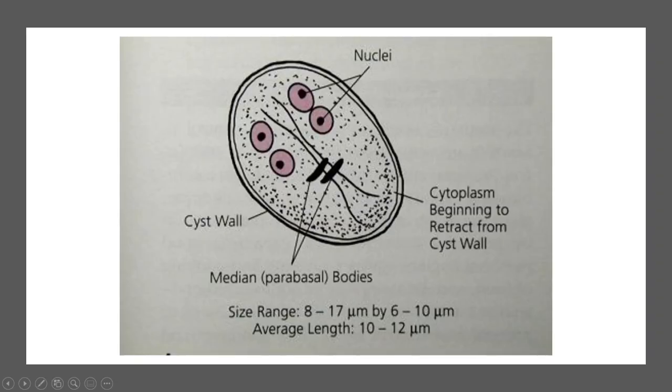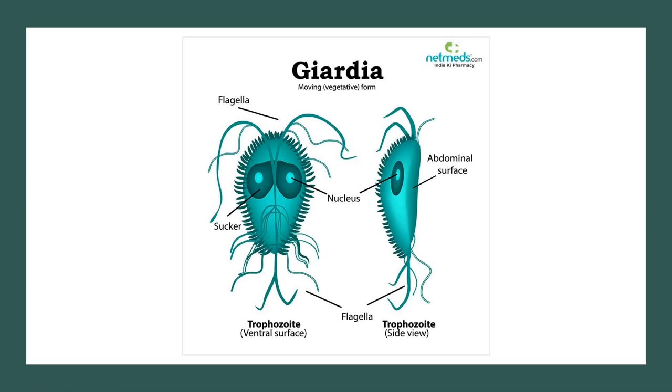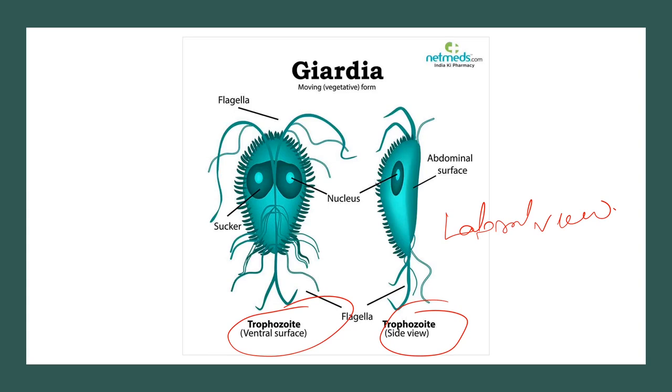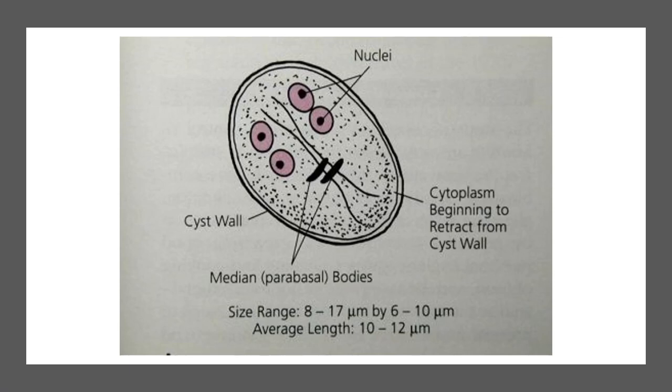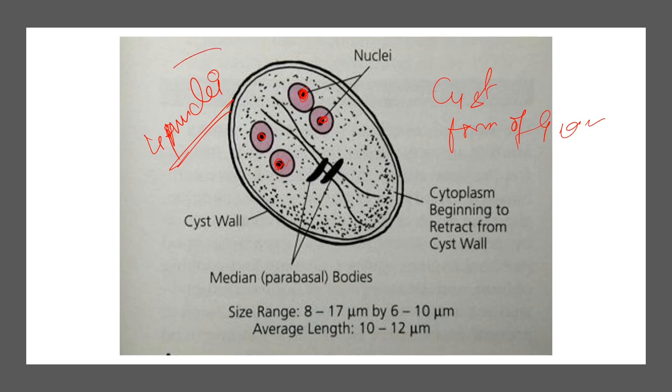This is also the same. See, this is the trophozoite ventral surface, and this is the trophozoite side view. This is the lateral view of the Giardia trophozoite. Okay, let's see. This is the cyst form of Giardia. How do we identify it? There are four nuclei. This is the nuclei. There are four nuclei, not four pairs. This is the cyst wall. These are not important, but you have to remember that four nuclei is the characteristic of Giardia lamblia.